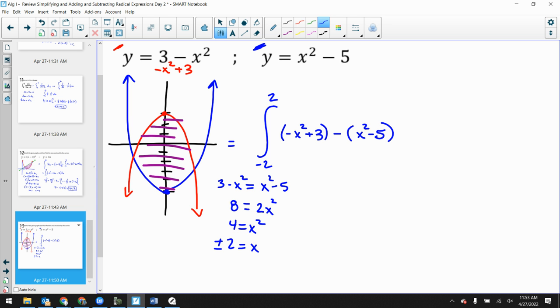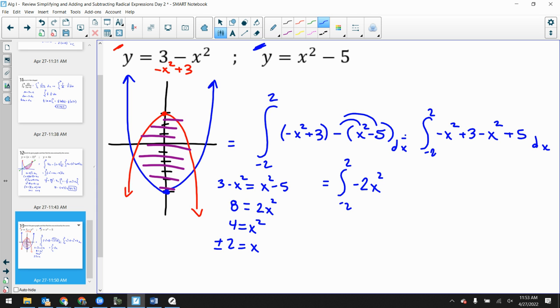Which makes sense because there was no shift left or right. So these are both symmetrical on the y-axis. So it makes sense that it's going to be even across the y-axis. All right, so that means we got negative 2 to 2. We got negative x squared plus 3 minus x squared plus 5, right? Don't forget to distribute the negative. Yeah. So that's going to be negative 2 to 2 of negative 2x squared plus 8 dx.